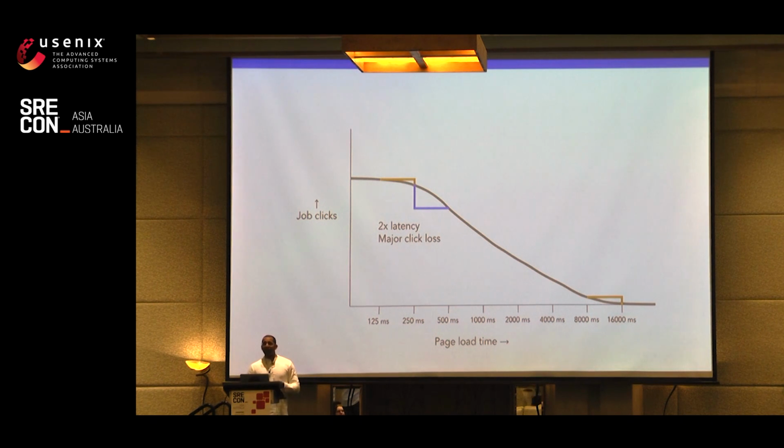On the other hand, there's a very interesting point right here where between 250 and 500 milliseconds, if we double latency, there's a significant click loss. There's a significant detectable loss in user experience and user success. So we might set our service level objective to be under 250 milliseconds, before we have that steepening part of the curve where we start to severely compromise user experience and user success.